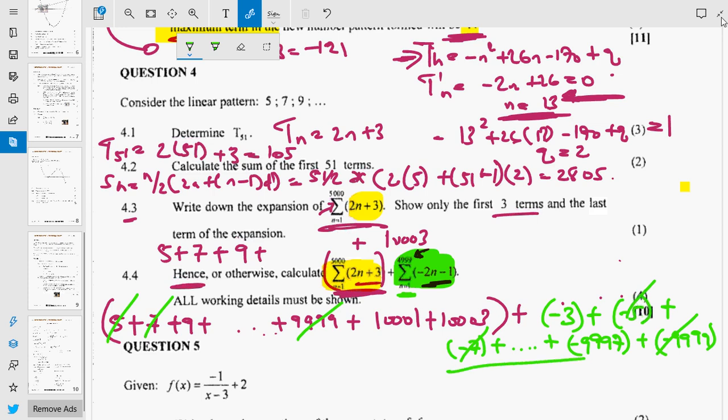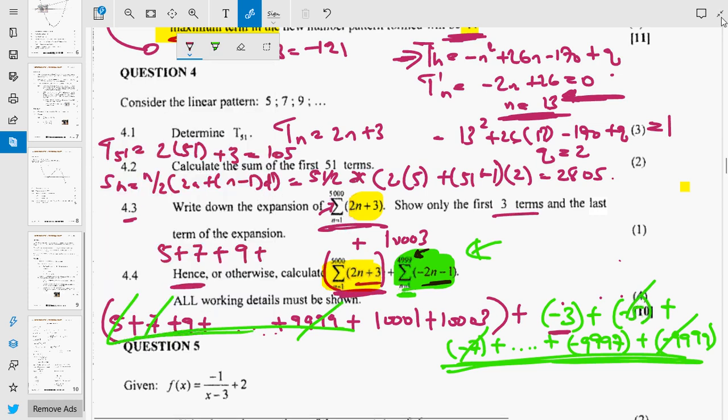So all the terms in the second series are going to cancel with the terms in the first series. The only thing that won't cancel, that I'm going to be left with, is this minus 3 plus 10,001 plus 10,003. Okay, so this is 10,001 plus 10,003 minus 3. Now that is simple. You can punch that in your calculator, or you can do the arithmetic in your head.